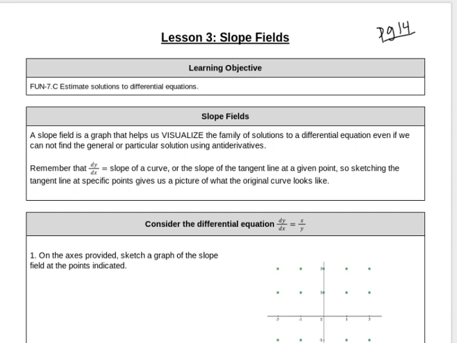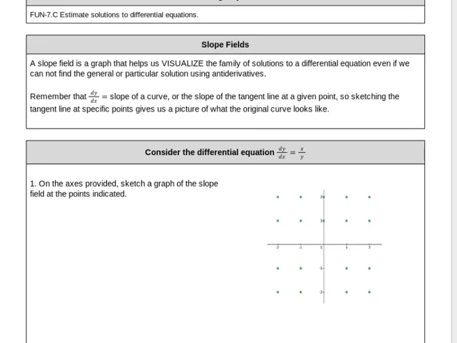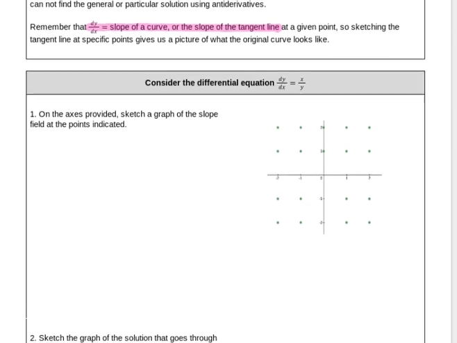A slope field is a graph that helps us visualize the family of solutions to a differential equation, even if we cannot find the general or particular solution using antiderivatives. One thing that we want to make sure we remember is that dy/dx is the slope of a curve, or really the slope of the tangent line at a particular point. So sketching tangent lines at specific points gives us a picture of what the original curve looks like. It sounds really confusing, but once we do some examples, hopefully you will understand what we're talking about here.